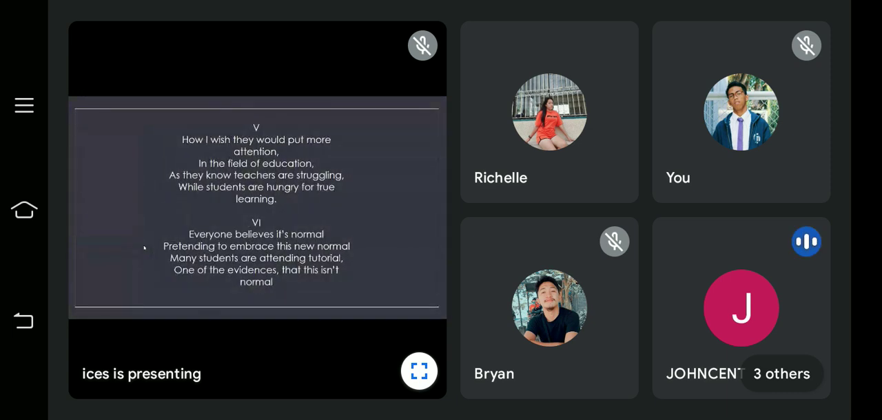How I wish they would put more attention in the field of education, as they know teachers are struggling while students are hungry for true learning. Everyone believes it's normal, pretending to embrace this new normal. Many students are attending tutorial. One of the evidence says that this isn't normal.